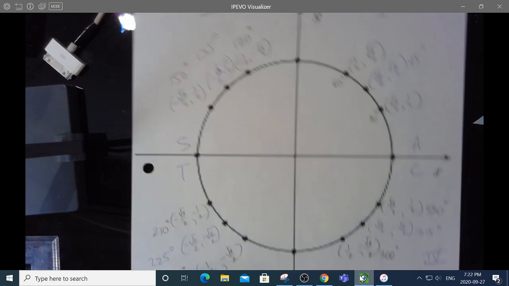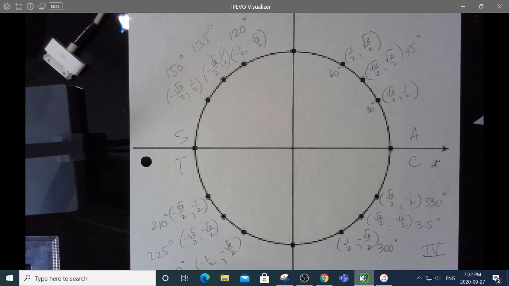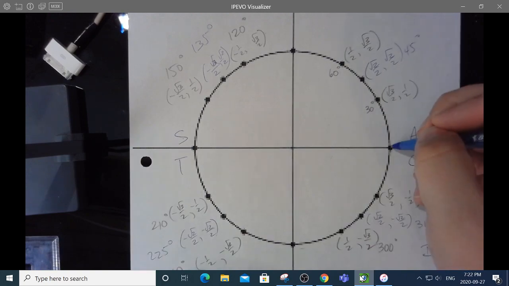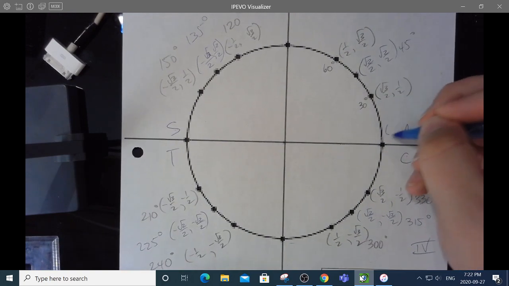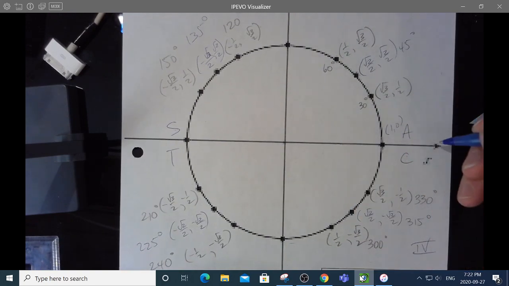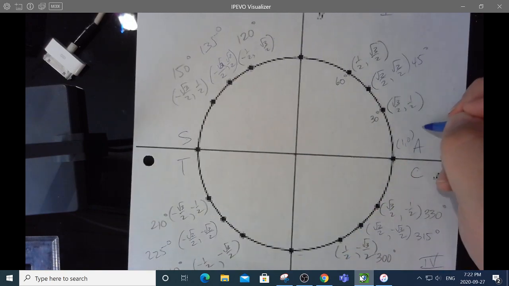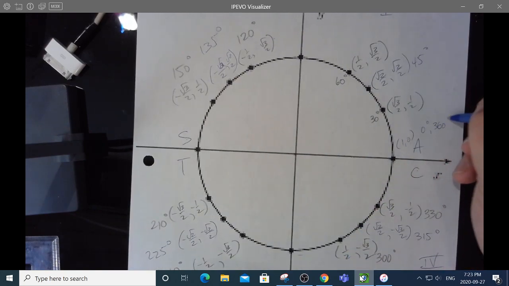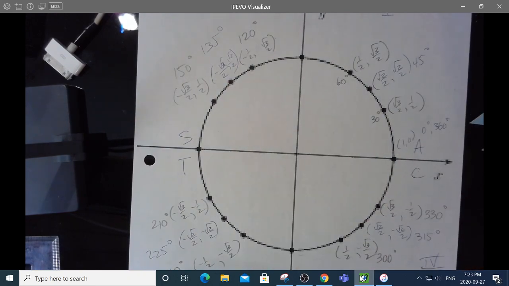All right, this is your first grown-up nice unit circle. I'm going to add 4 more things to it. What is this point right here? Well, that's the point x is 1, y is 0. And this is, of course, for 0 degrees. And if I went all the way around once, that's 360 degrees.